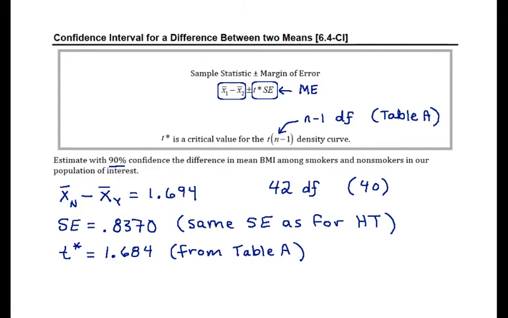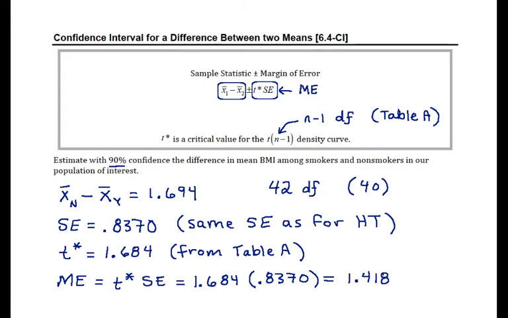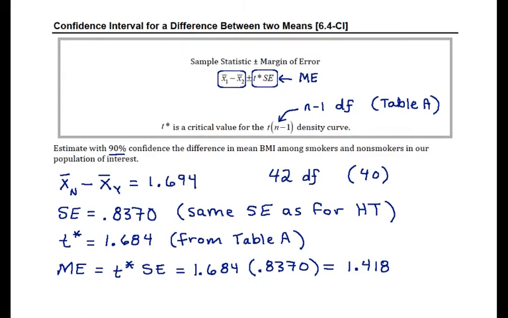So based on this, my margin of error is equal to t star times my standard error, which is equal to 1.684 times 0.8370. I'll go ahead and round this to 1.418.